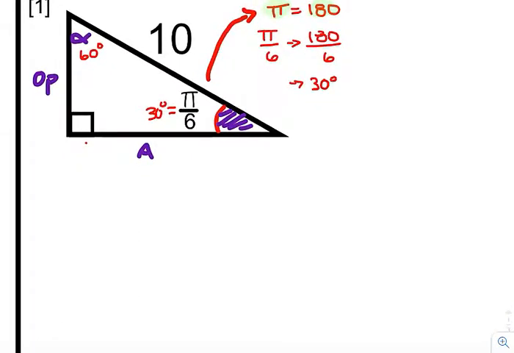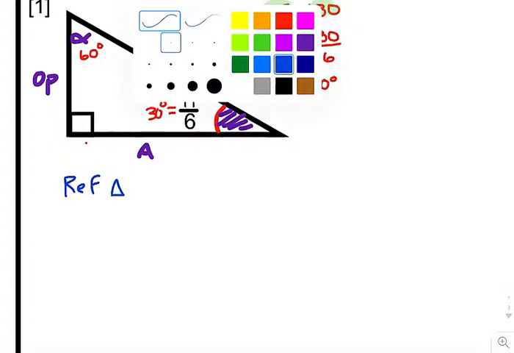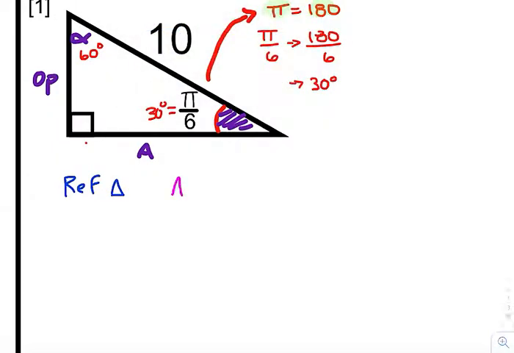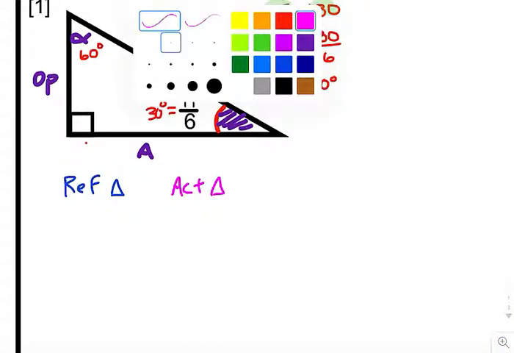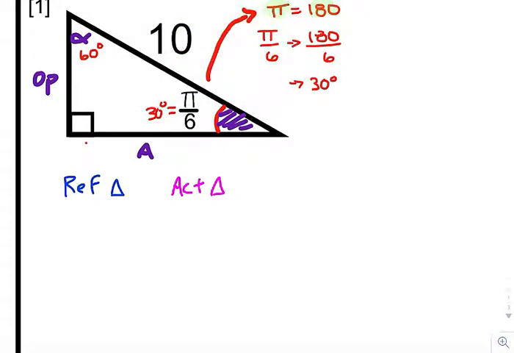The first thing is to pick the angle of reference, which we just did. The second is to acknowledge that we're comparing two triangles. For organizational sake, I'm going to designate this side my reference triangle side. And then over here, let me change colors, this is going to be my actual triangle side. Now the relationship between these triangles, the reference and the actual, is that they happen to be similar.